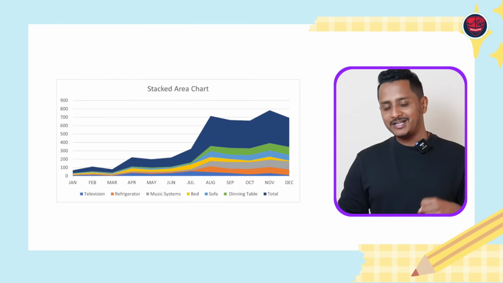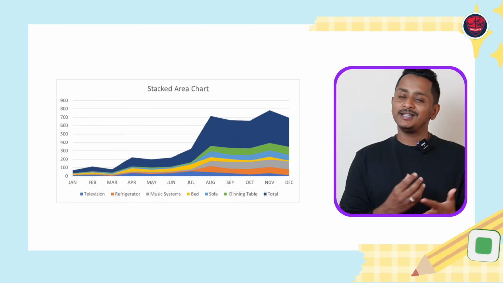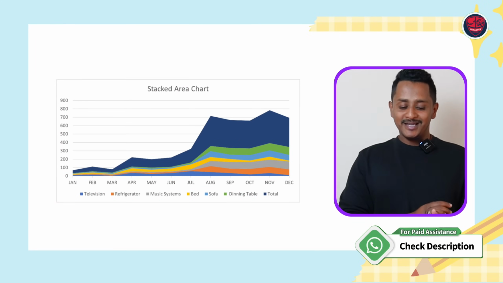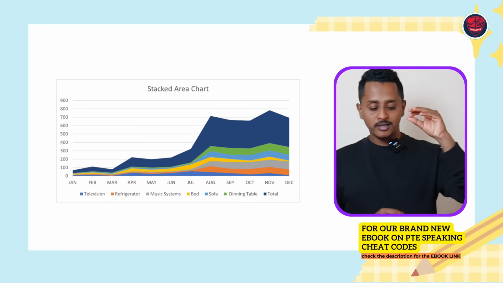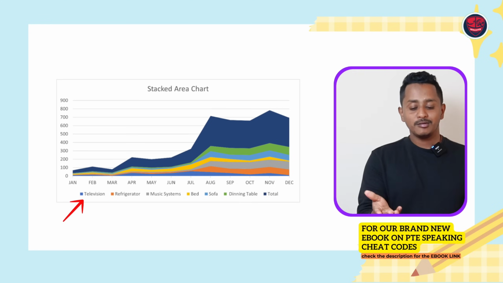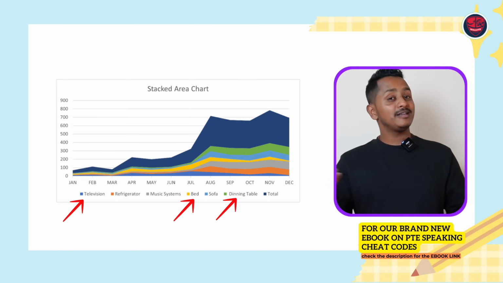Well, this is the area chart. Let me just show you how I utilize the first 25 seconds. Very simple, 3 key contents. I look at it and I think television, bed and dining table. These 3 things I choose.